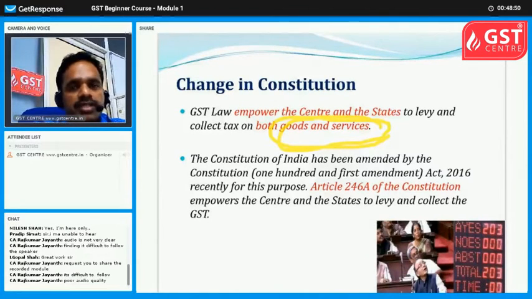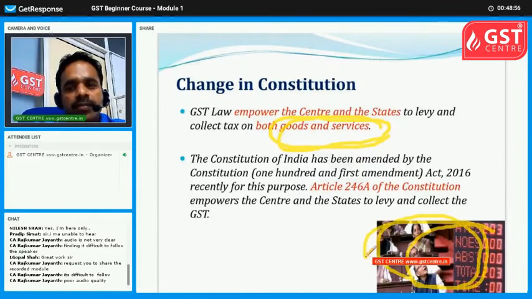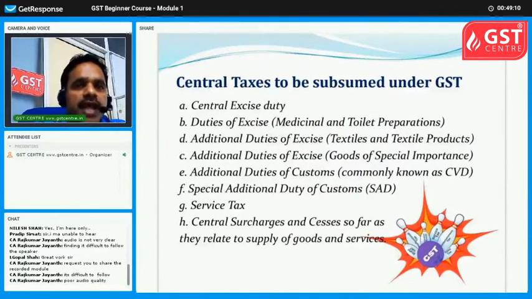That is called GST. You may be remembering this picture. After a lot of political debates, Congress, BJP and all parties agreed to come out with the GST. So what are the taxes that will be subsumed under GST?